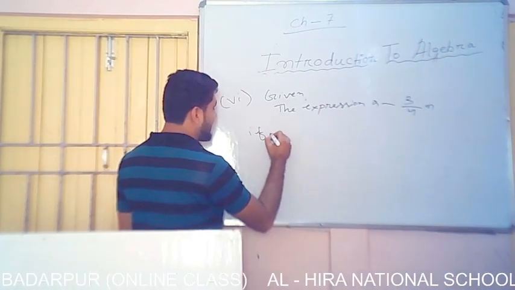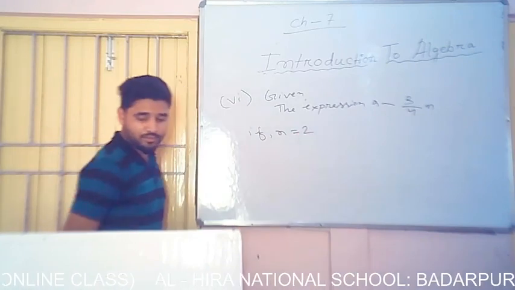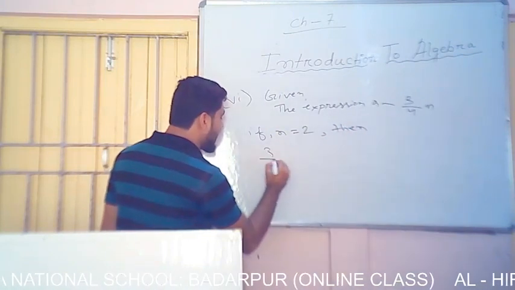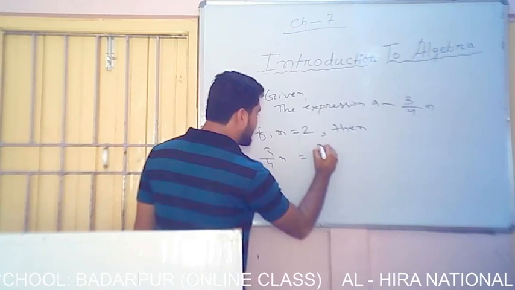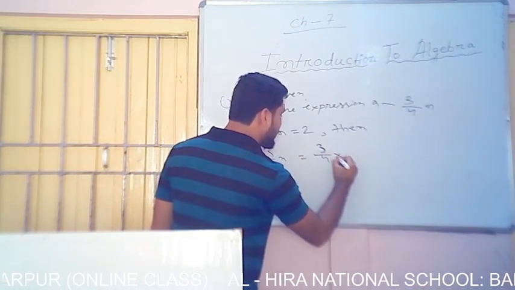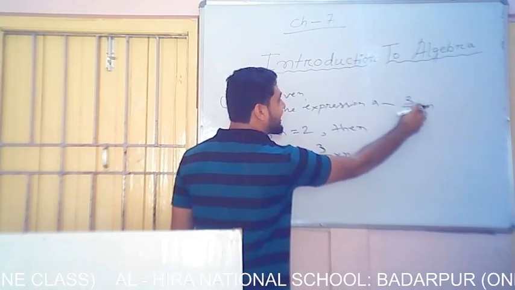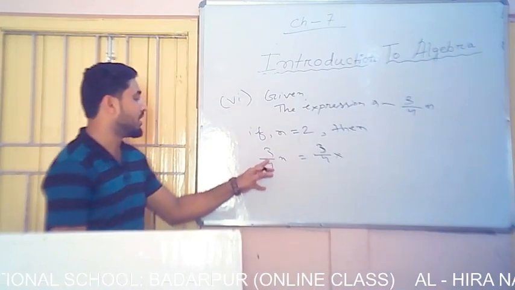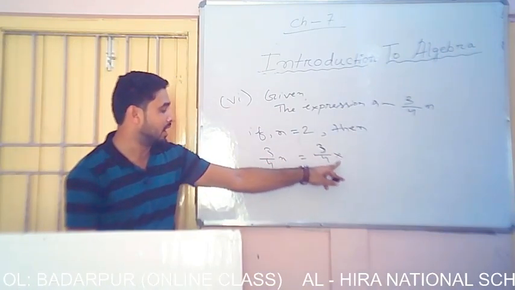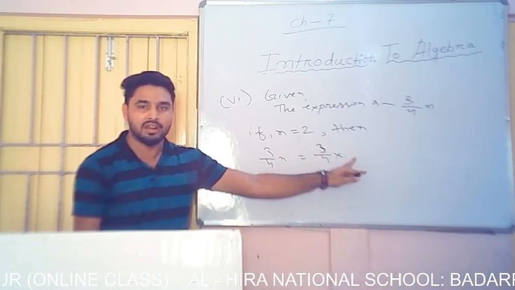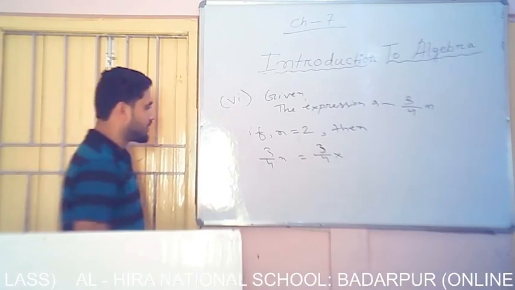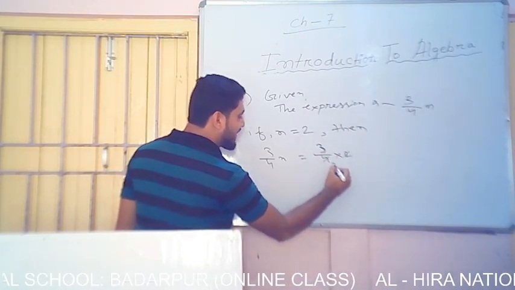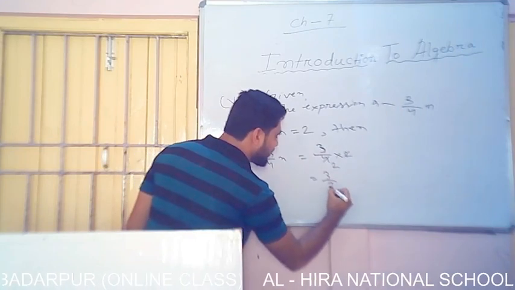So if n equals 2, first we should find the value for n equals 2. Then 3 by 4 n equals 3 by 4 into n. This n is in multiplication with 3 by 4. So in place of n, at the time of writing the value of n, we should write multiplication. So if n equals 2, then we should write here 2. Now we can cancel: 2 ones are 2, 2 twos are 4. So the answer is 3 by 2.